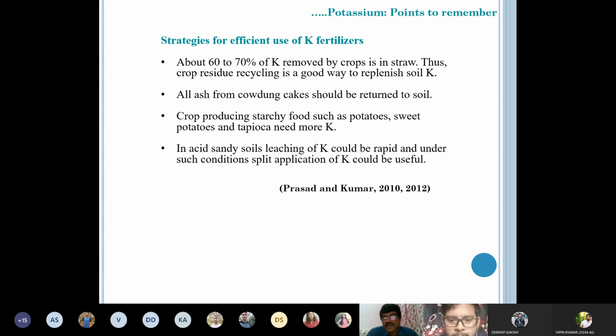And overall, what should be our strategies to increase potash use efficiency? About 60 to 70% of K is removed by crops in the straw. So that is the best way. Why are farmers taking out their straw? They can put it right there in the field. But one point I want to tell you as a scientist, that when you burn the crop residues, potassium is not lost. Potassium is not lost, rather its availability increases.